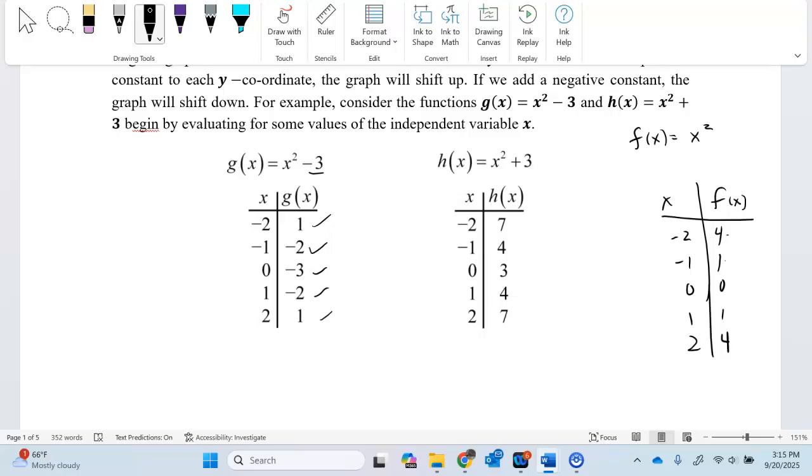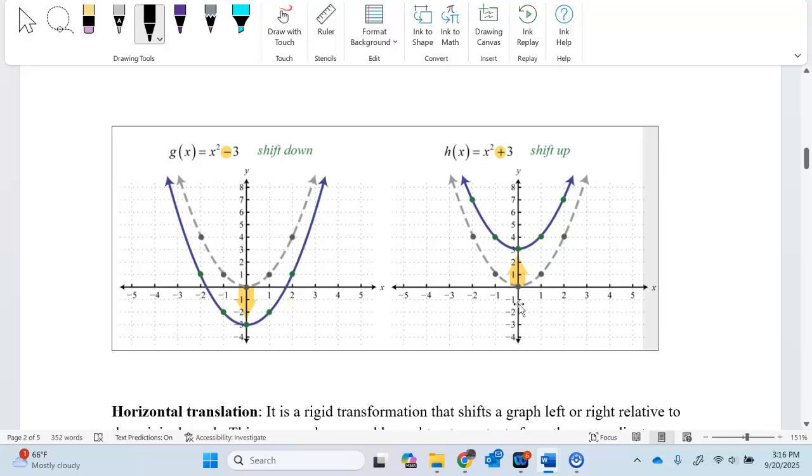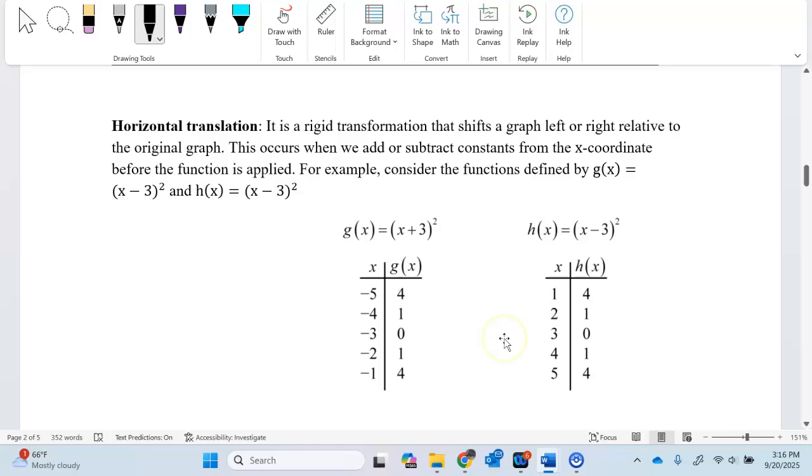Same thing here, x squared plus 3. You still do the squaring first, and then you just add 3 to all those. Pretty straightforward. What's that look like on a graph? Well, it just moves it up and down, right? Your dotted line is your original graph x squared. That's why we need to know those parent functions. That's my parent function, and just move it down 3, all the points. x squared plus 3, just move it up 3, all the points. Easy.